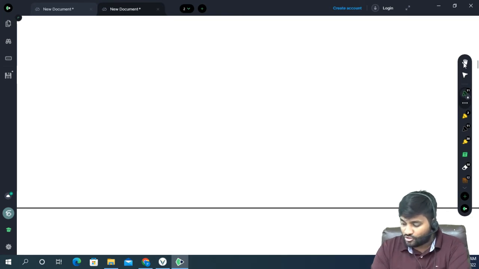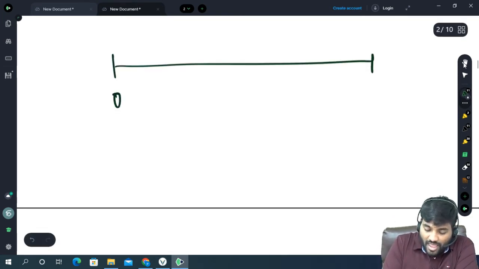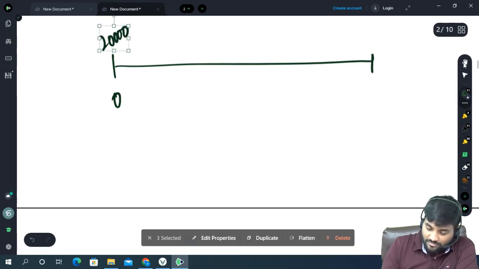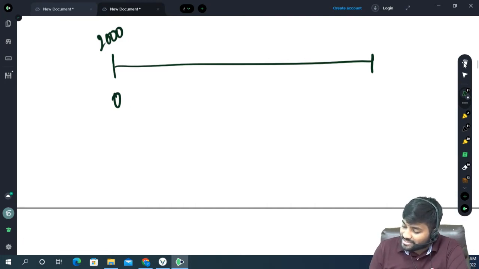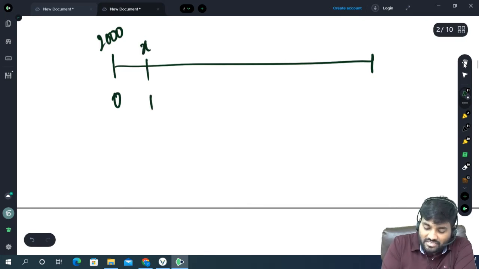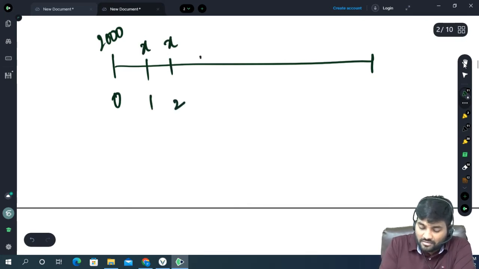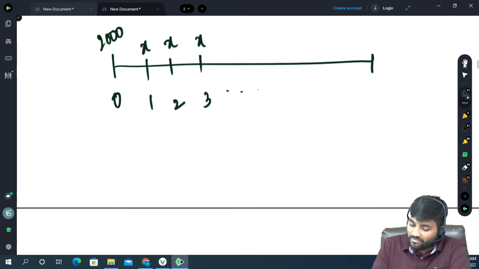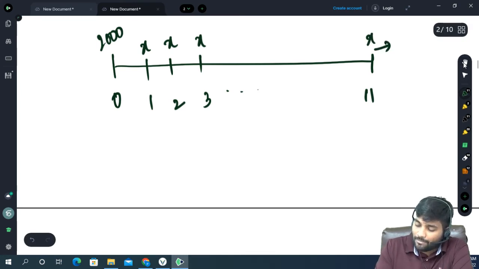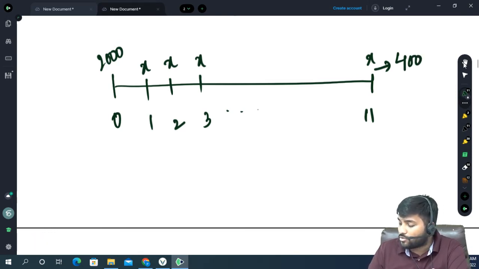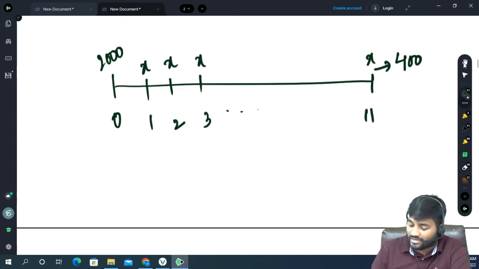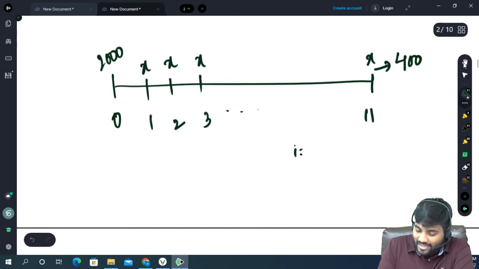Okay. So basically what is happening is at time zero he or she is depositing 2000, and then withdraws level annual payments starting 1 year after the deposit is made. So at time one he is withdrawing X, at time two he is withdrawing X, at time three he is withdrawing X, dot dot dot. Immediately after the 11th annual withdrawal, here also he has withdrawn X. So after the withdrawal, the balance left in the account is 400. Calculate the amount of each withdrawal given that the effective annual rate of interest is 8%. So i is also given to be 8%.